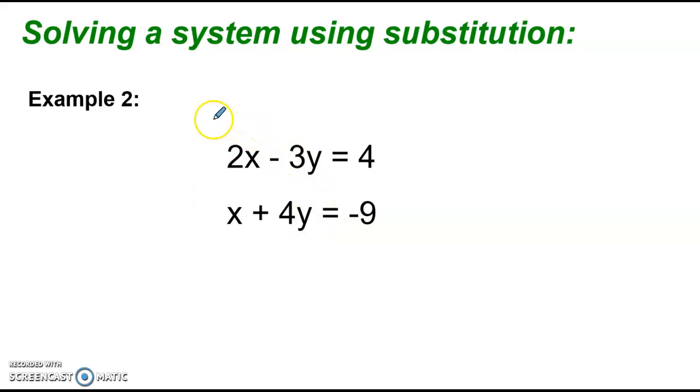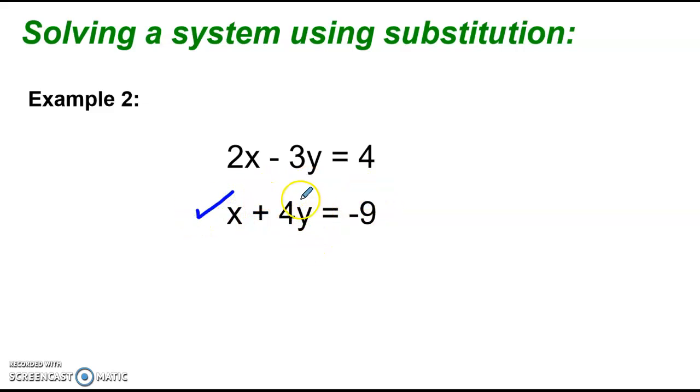I want you to ask yourself two questions. One, which one should we tinker with? Which one is going to be easier to manipulate and get a variable by itself? And secondly, which variable should we solve for, x or y? So I'll give you a second to think about that. Now, what I would do, technically there's no right or wrong answer here. You could solve either of them and it'll work. I recommend, let's look at this one here because it's much simpler.